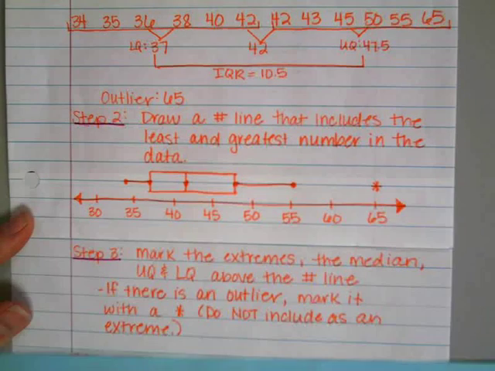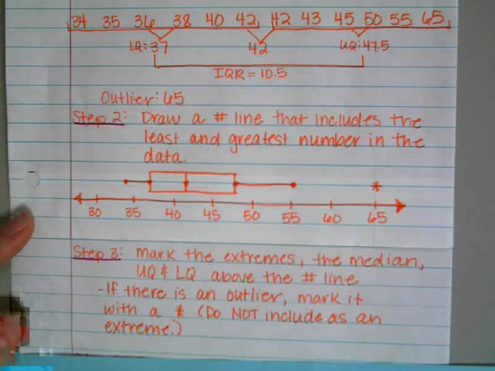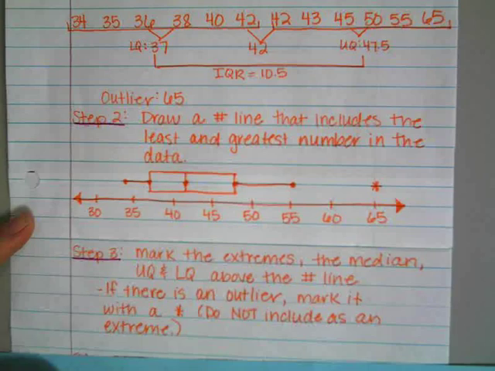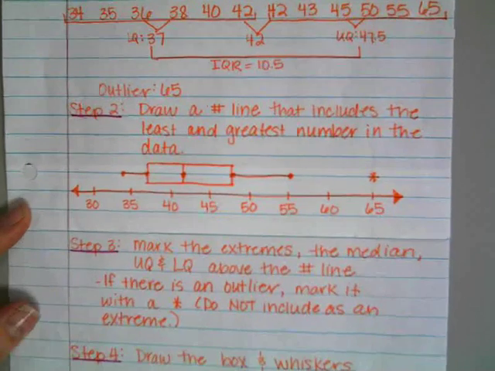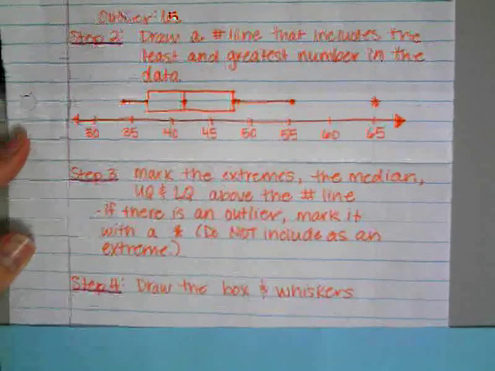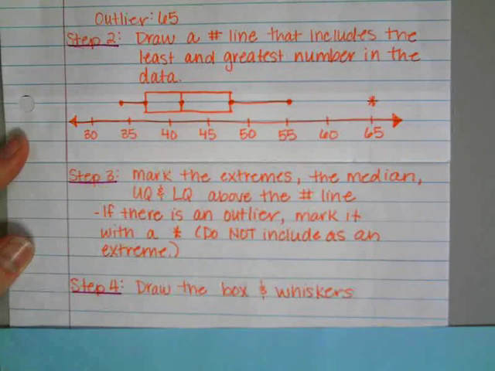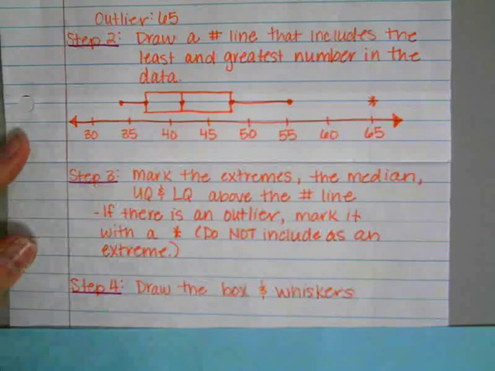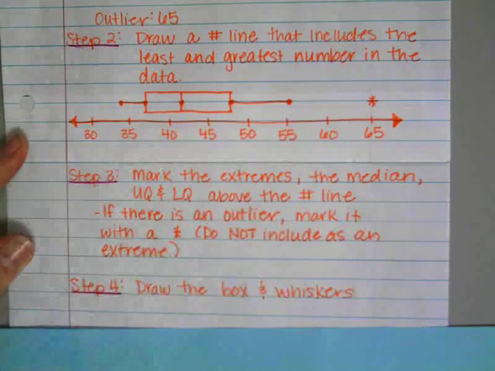and you are going to mark 55 as your upper extreme. Okay, you want to use an asterisk to represent your outlier so that looking at this box and whisker plot, you're able to identify that outlier. Step number 4 is to draw the box and whiskers. So you would draw a box around the quartile values and add whiskers to extend from each quartile to the extreme data points that are not outliers.